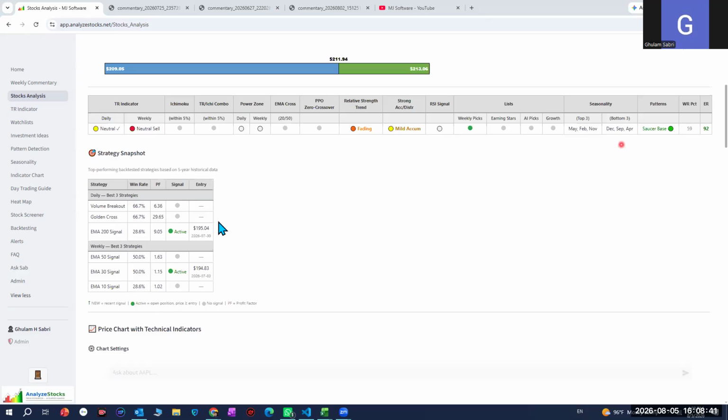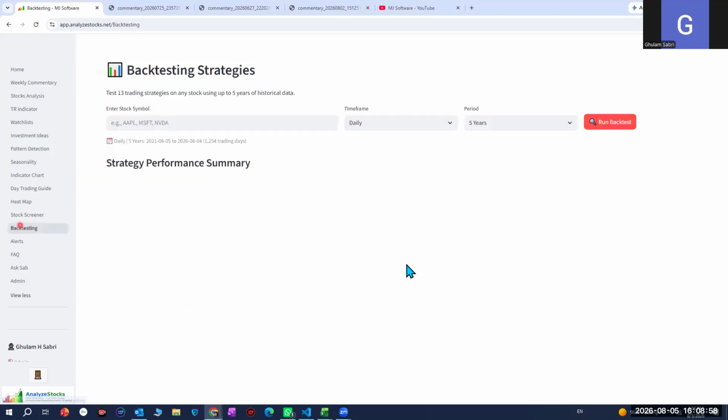There were these strategies which are the best ones. And two of them triggered on 3rd of July. Sorry, this is 3rd of July, and this is 30th of July. The daily one, the 200 days EMA signal, was triggered on 30th of July, and the 30 weeks triggered on 3rd of July. Go back to the back testing.